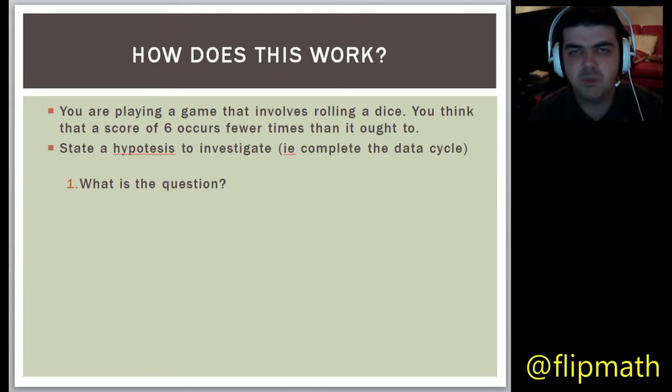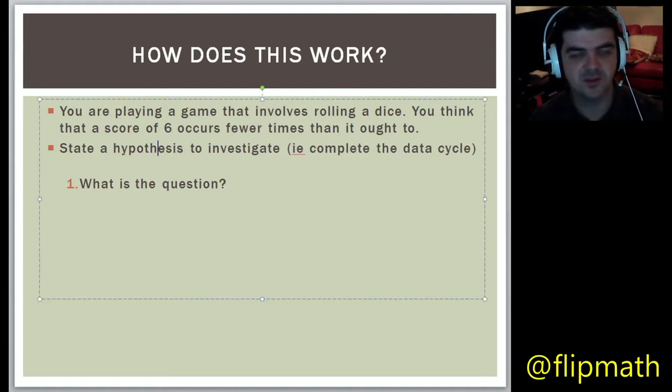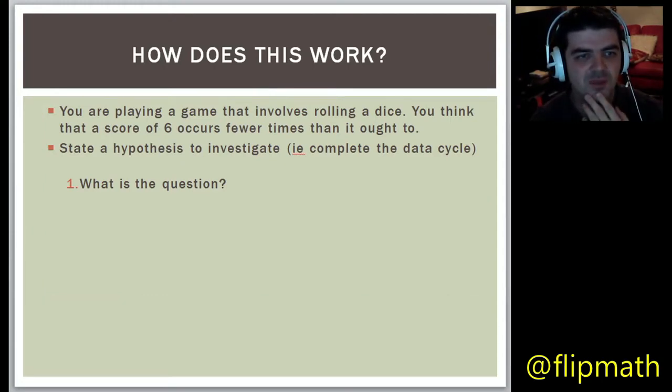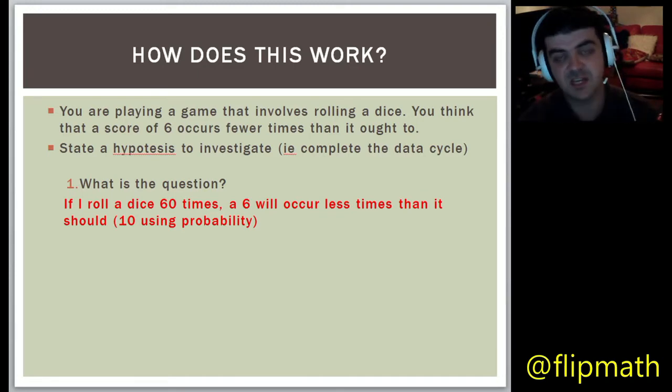What's the question going to be? We don't want it to be too vague, and we don't want it to be open to interpretation. And all these are going to have hypotheses spelled wrong, by the way, sorry. What can you do? So I'm going to say the question is, if I roll the dice 60 times, a 6 will occur less than 10 times. Using the probability, if I roll the dice 60 times, there's an even chance of each of the 6 sides of the dice coming up, or a sixth. And a sixth of 60 is 10. So you would expect, using normal probability rules, that if I roll the dice 60 times, we'll get a 6 10 times out of that.